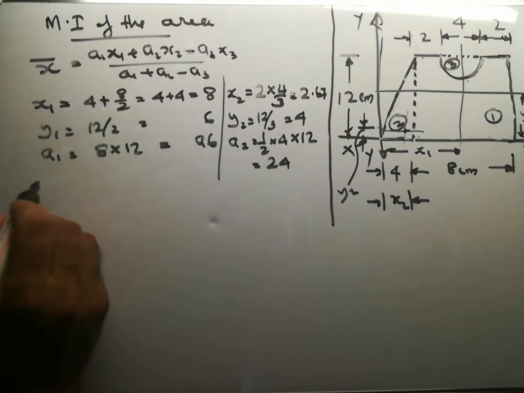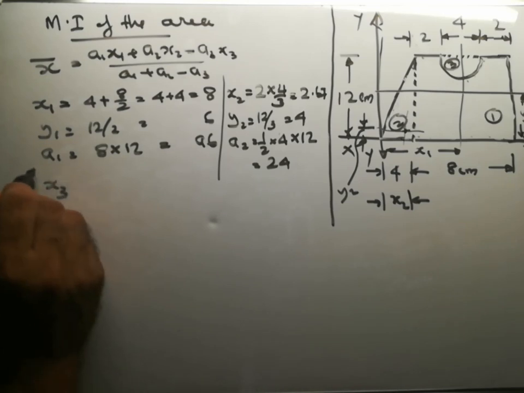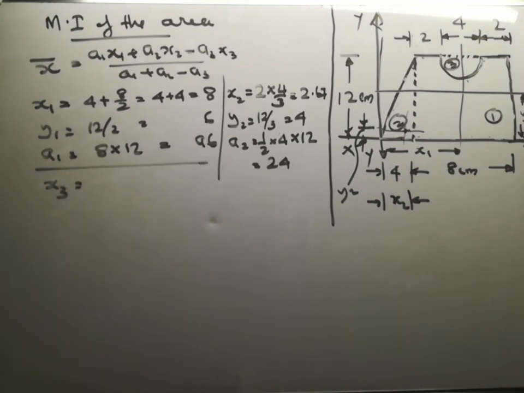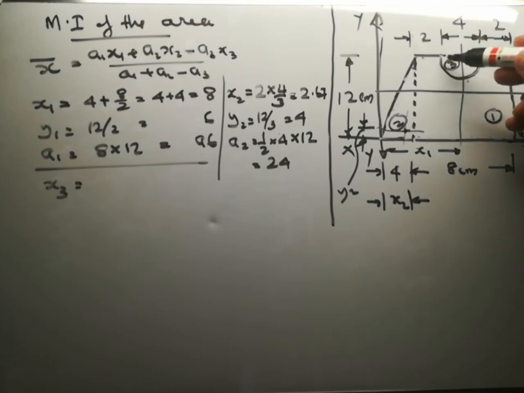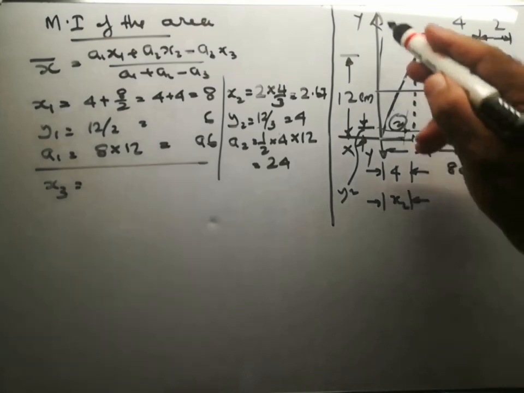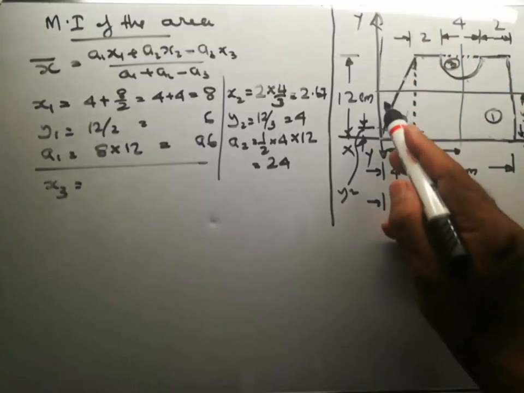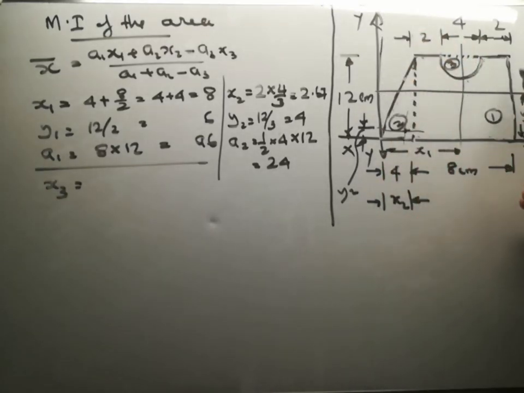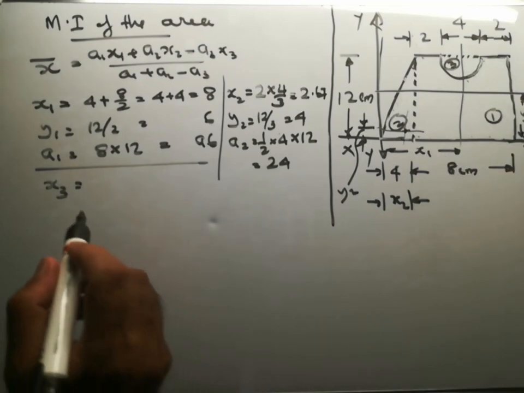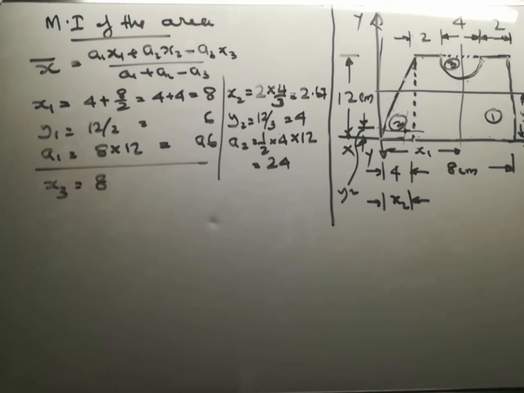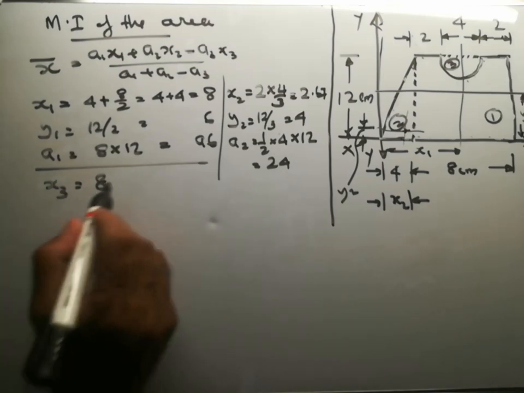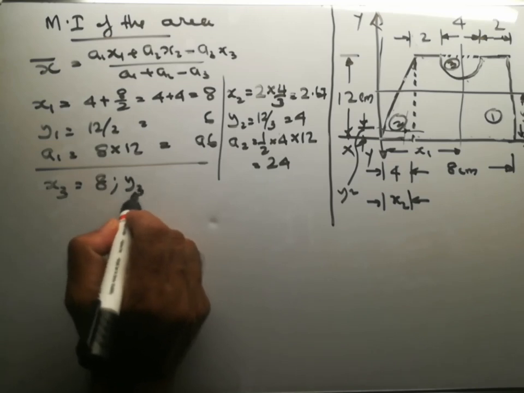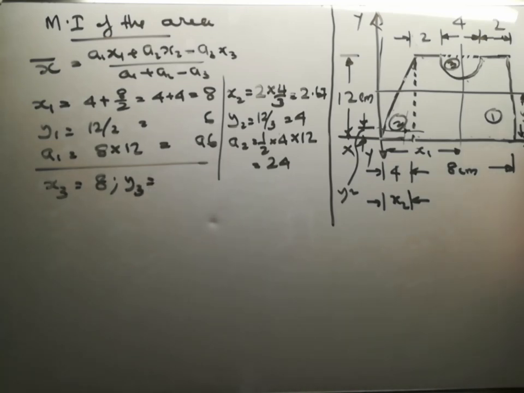Then x3. What is x3? x3 is the centroidal distance of this semicircle from the y-axis. So it is the same as that of the rectangle. That means it is equal to x1. That is, x1 is 8 centimeters and y3 is, what will be y3?